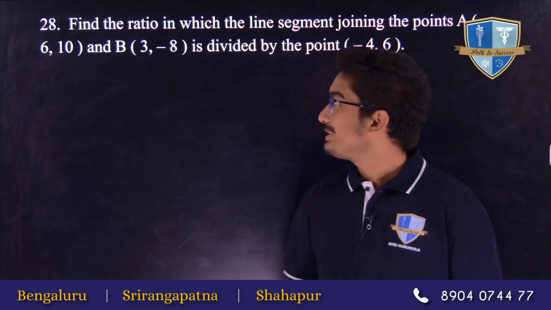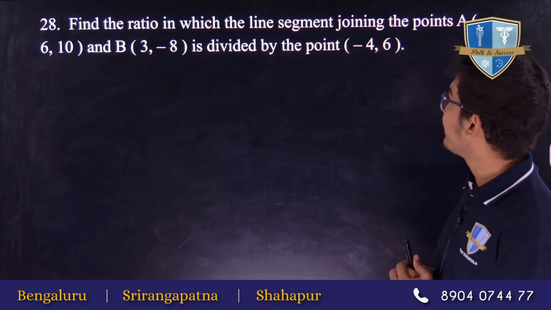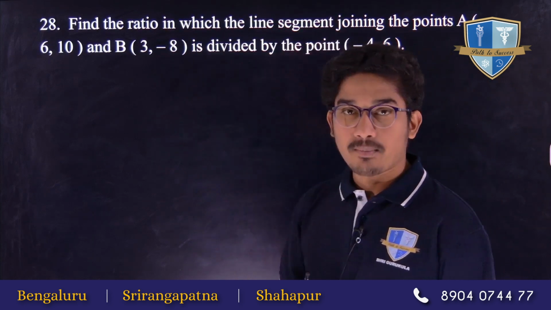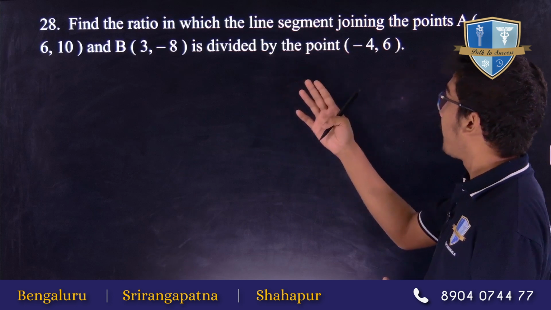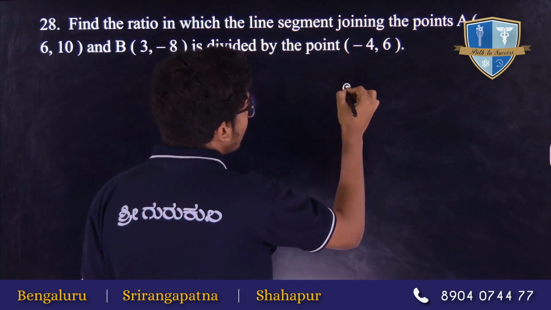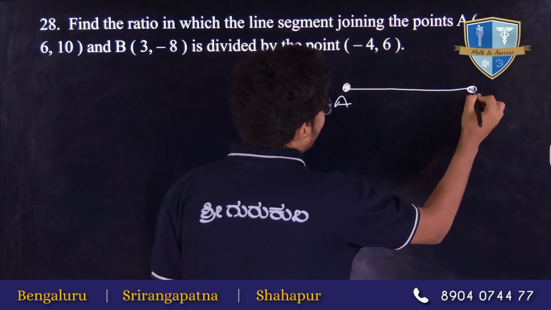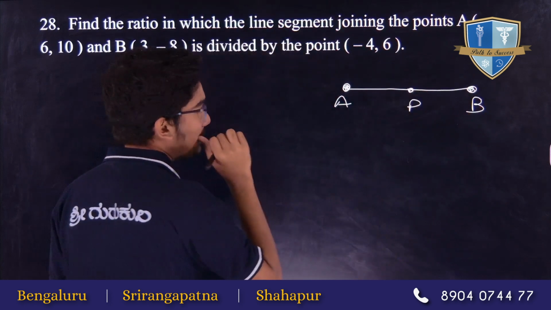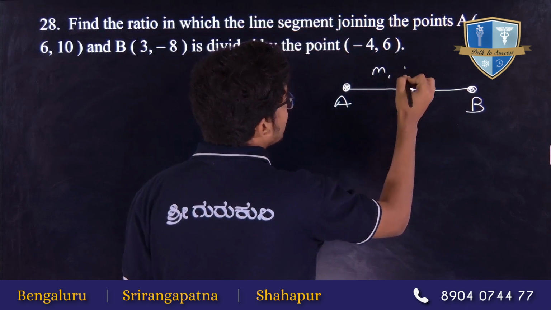So the next question is: find the ratio in which the line segment joining the points A(-6, 10) and B(3, -8) is divided by the point (-4, 6). So we have two points, A and B, and point P is dividing AB in a ratio. Let's suppose that ratio is M1 is to M2.